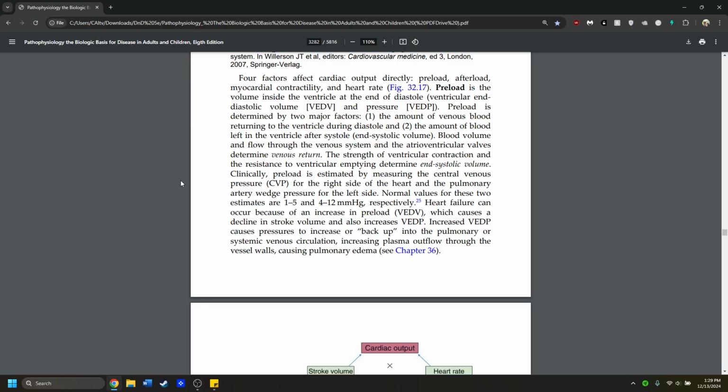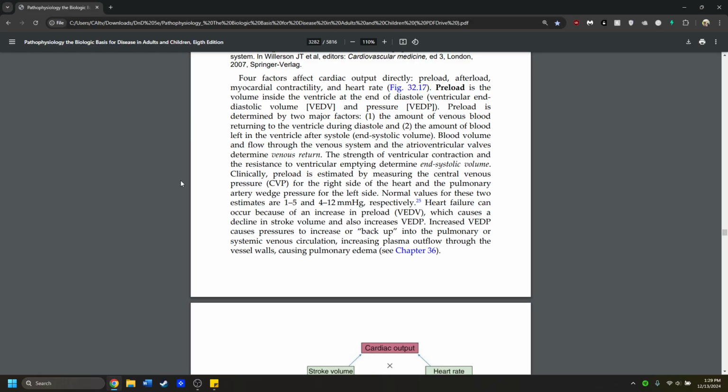Four factors affect cardiac output directly: your preload, your afterload, your myocardial contractility, and your heart rate. Your preload is the volume inside the ventricle at the end of diastole, the ventricular end diastolic volume and pressure. Your preload is determined by two factors: the amount of venous blood returning to the ventricle during diastole and the amount of blood left in the ventricle after systole.